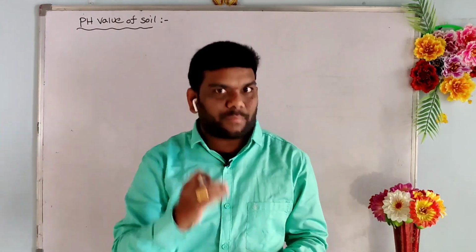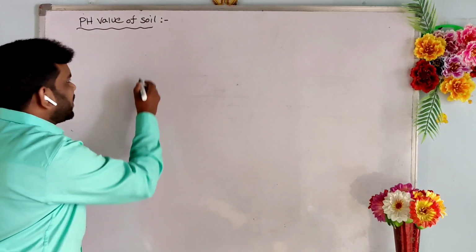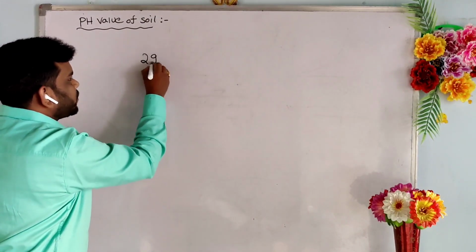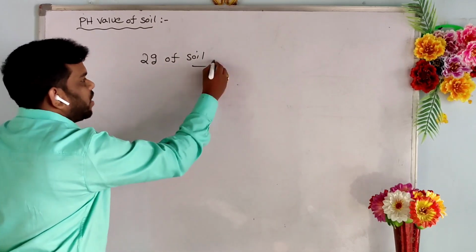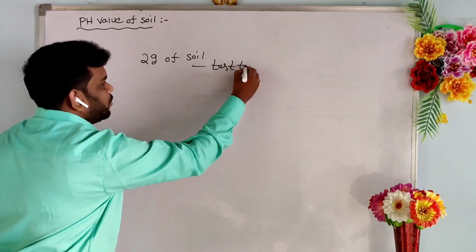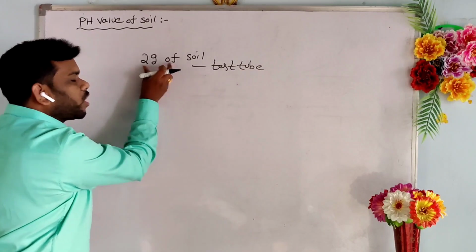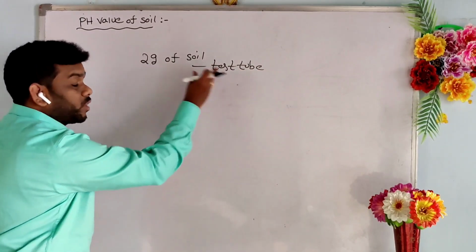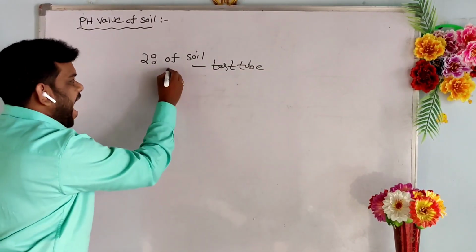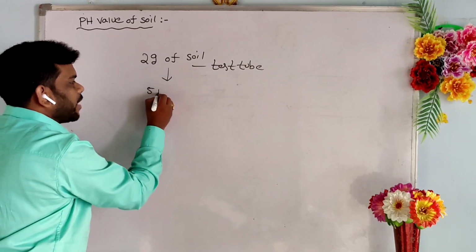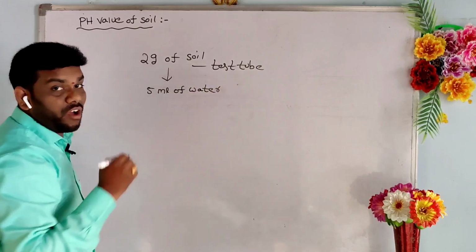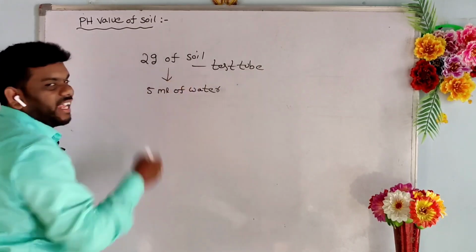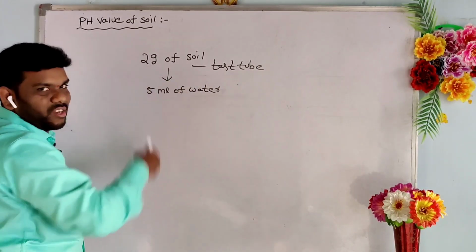దీనికోసం మనం ఒక ఎక్స్పెరిమెంట్ చేద్దాం. ఫర్ ఎగ్జాంపుల్, take 2 grams of soil in our test tube. Yeah, what is that? Test tube. So, this 2 grams of soil is taken into the test tube, and add some 5 ml of water. So in the test tube, add water also.